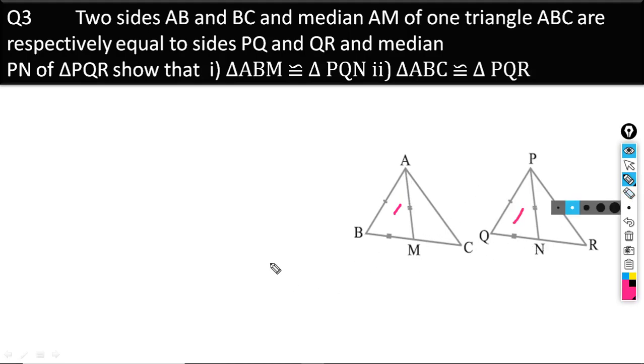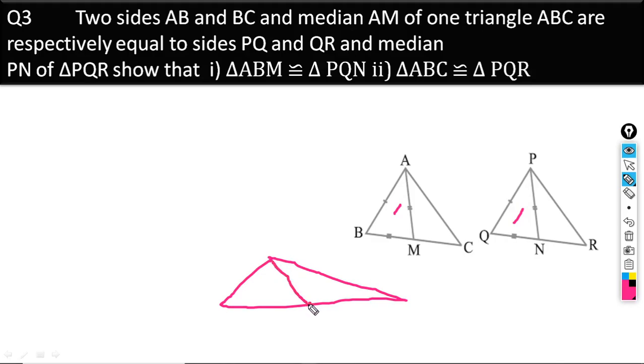Before that, let me explain to you the concept of a median of a triangle. Now suppose we have this triangle, and we want to draw a median of this triangle. For drawing a median, we have to select a vertex and then the midpoint of the opposite side. So since this is the opposite side and its midpoint is somewhere here, we just draw this one. This is the median of a triangle.